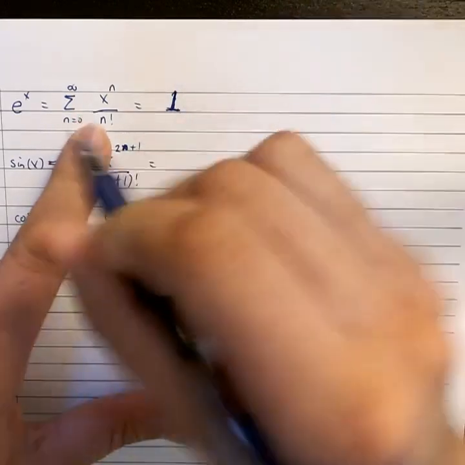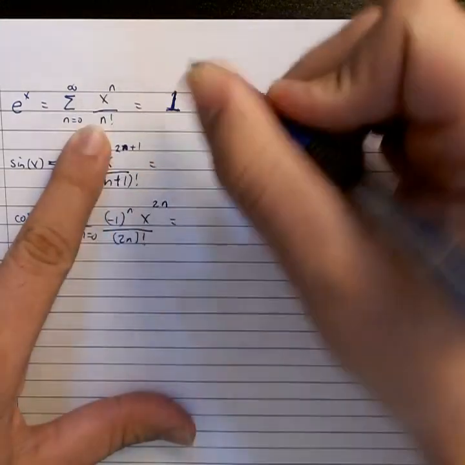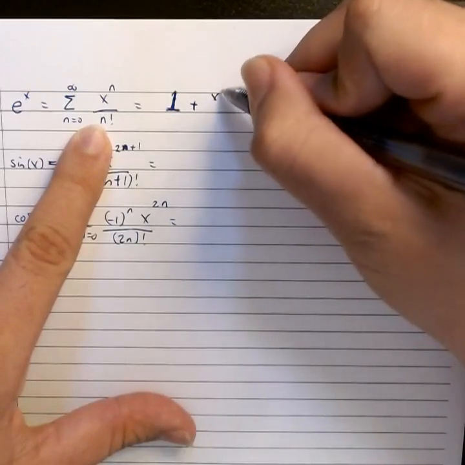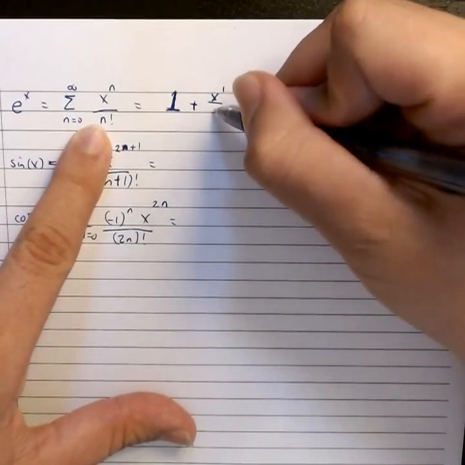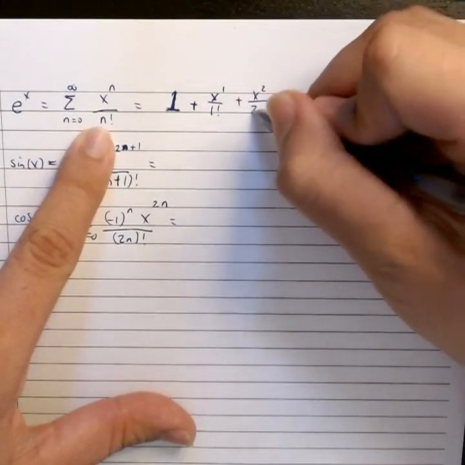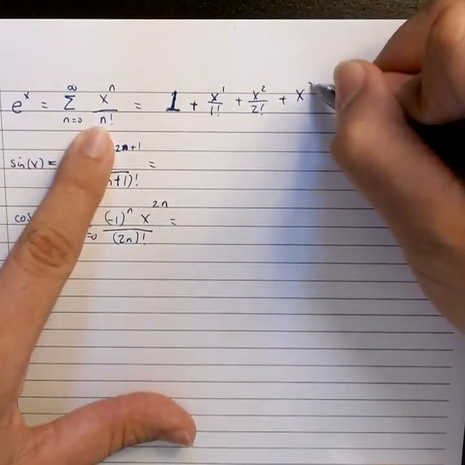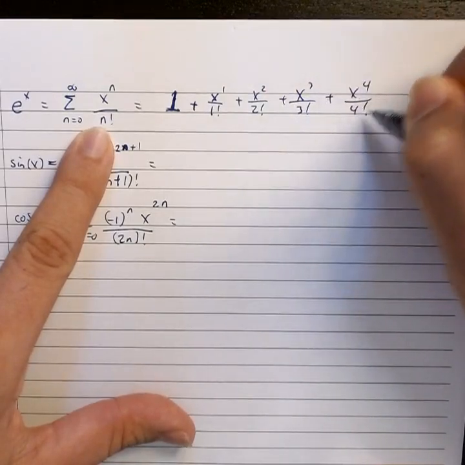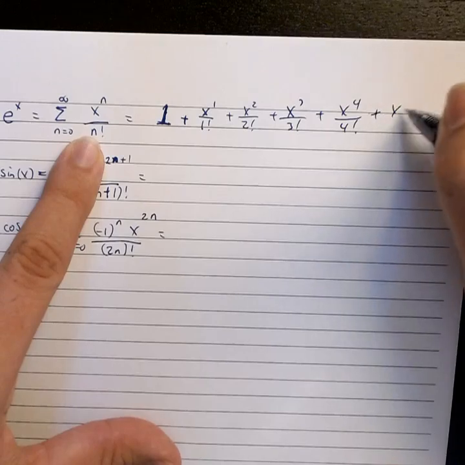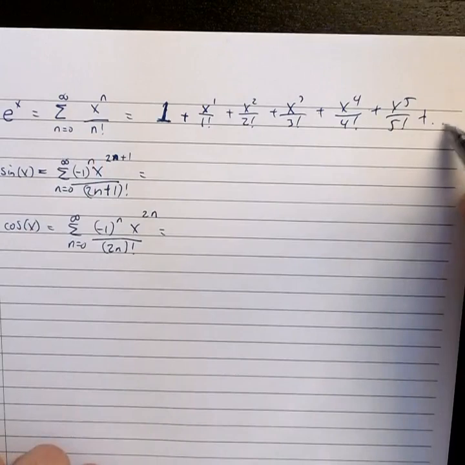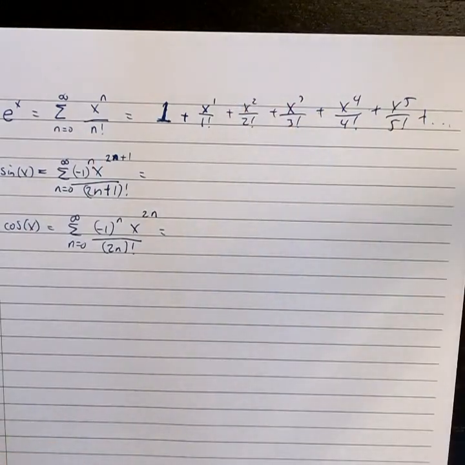And then I don't have any alternating terms here. There's no plus or minus. So here these are all plus. So it's going to be plus x to the power 1 over 1 factorial, and then x to the power 2 over 2 factorial, x to the power 3 over 3 factorial, x to the power 4 over 4 factorial, and x to the power 5 over 5 factorial. Okay, and of course that does keep on going. But that's good enough for what I'm about to do.